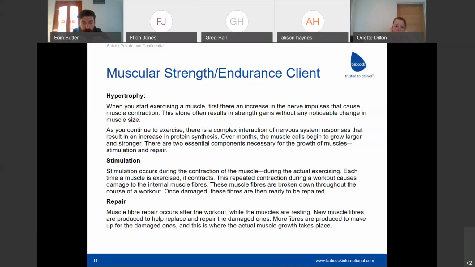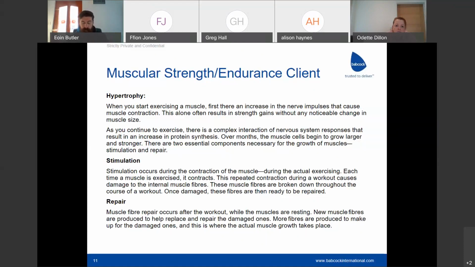So muscle fiber repair occurs after the workout, while the muscles are resting. New muscle fibers are produced to help replace and repair the damaged ones. More fibers are produced to make up for the damaged ones, and this is where the actual muscle growth takes place. So this is why recovery and rest is really, really important when it comes to hypertrophy training.